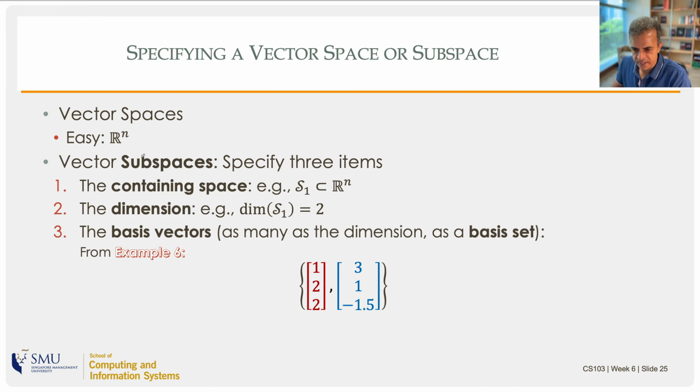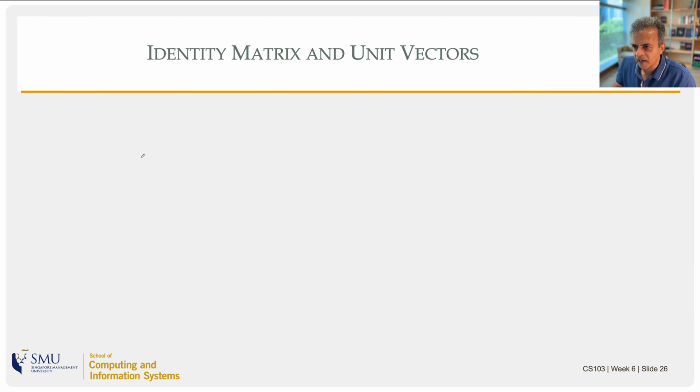So from example number 6, we had these two vectors, and if you specify those two vectors as a basis set, I would like to see them as column vectors in a set. I would expect to see 2 in this case, because in item number 2, you told me that the dimension is 2. So this would be a complete specification of a vector subspace. I kind of mentioned in passing that if you're specifying a vector space, you just have to say Rn, R2, etc.